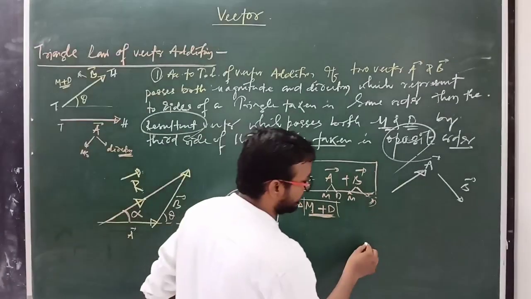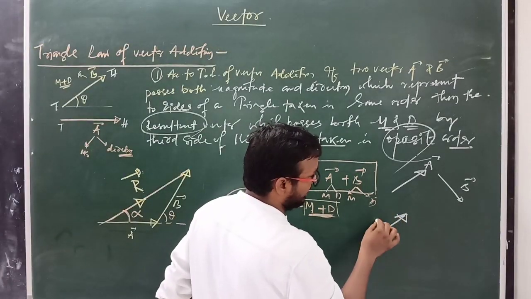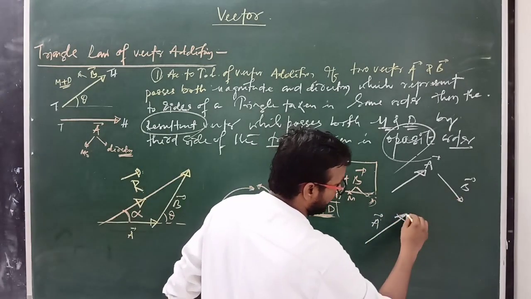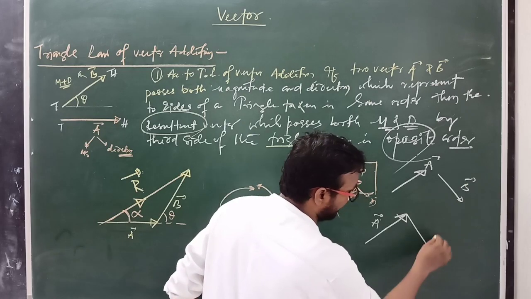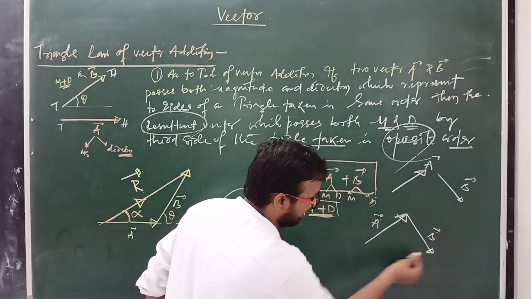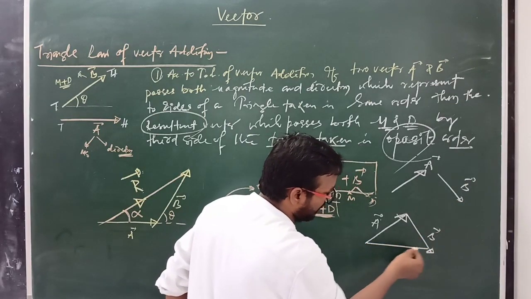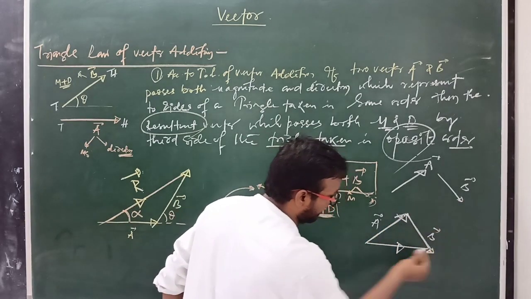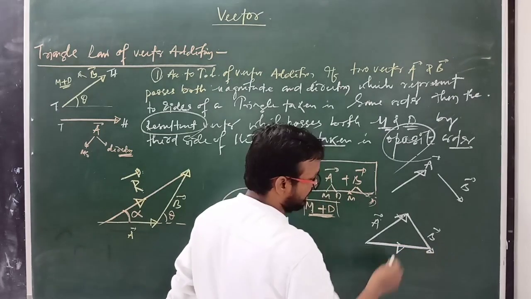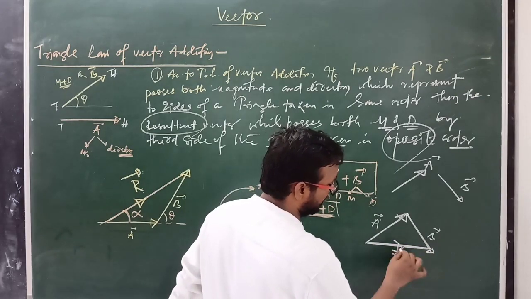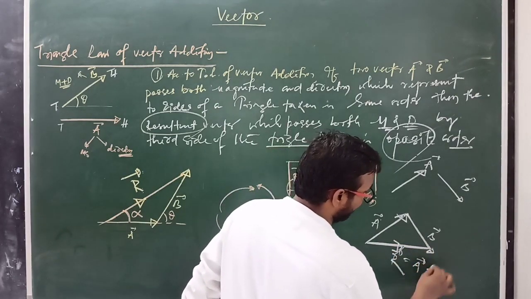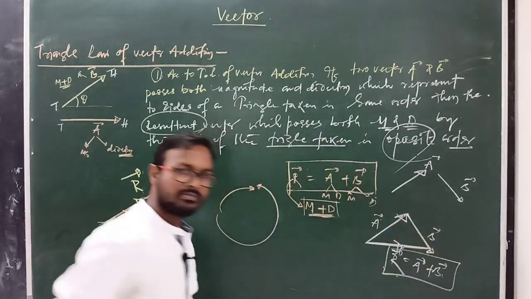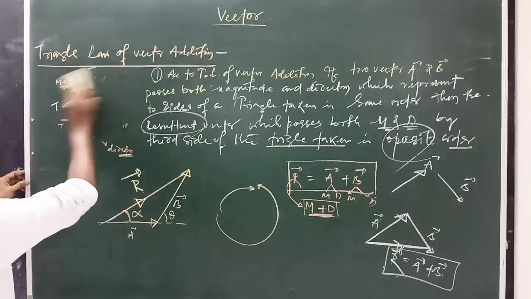In this case, first join their tail to head. This is A vector and its tail is here. Then join the tail of B vector. Now this is the third side and closing side, which represents the opposite order, because A vector, B vector, and this is opposite order, and this is known as the resultant, which is equal to A vector plus B vector. Clear? Next one.